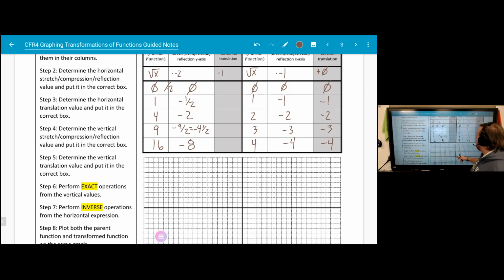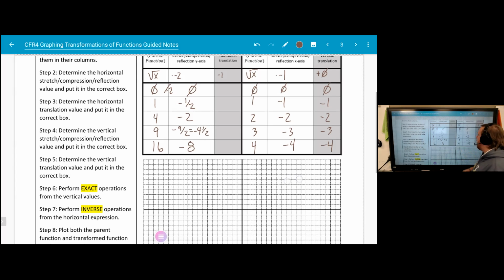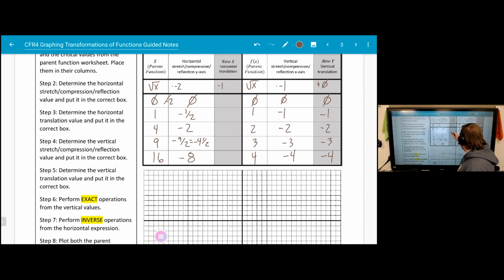It says we're supposed to subtract 1, so we need to do the inverse operation. We need to add 1 to everything. This becomes 0 plus 1 is 1. -1/2 plus 1 is +1/2. Think about that. -2 plus 1 is -1. -4.5 plus 1 is -3.5. And -8 plus 1 is -7.